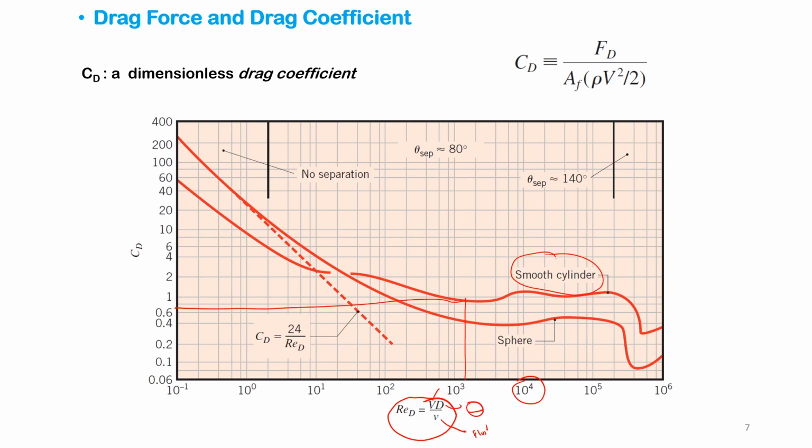If the Reynolds number is less than, say, 1, there will be no separation. When the Reynolds number is greater than 2 times 10 to the 5, the separation happens at 140 degrees, and in between, the separation happens at 80 degrees. So you can easily calculate the drag coefficient, which is defined as the drag force divided by area, divided by rho V squared over 2.